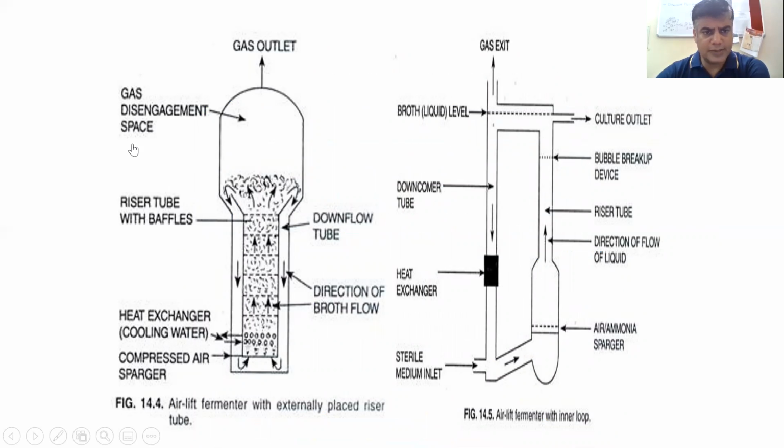So you can see the gas disengagement space, riser tube with baffles, heat exchanger, compressed air spargers. So we can find the direction of the broth flow, downflow. Here is the airlift fermenter with inner loop. So you can find broth liquid media, culture outlet, bubble breakup device, riser tube, air sparger, sterile media inlet, heat exchanger. So these are the basic diagrams of the airlift fermenter with externally placed riser tube or airlift fermenter with the inner loop.